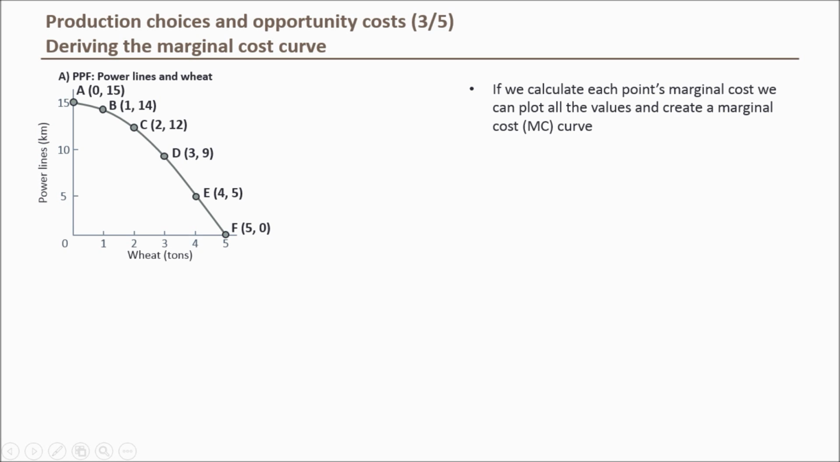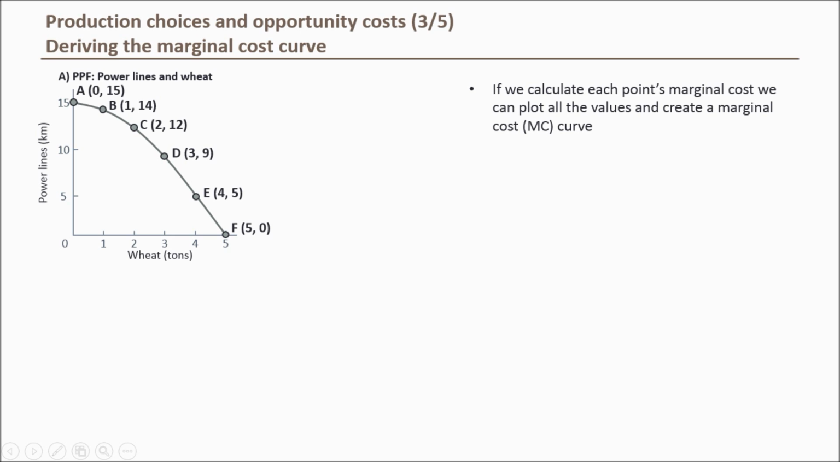You might be asking why we need to draw the marginal cost curve. In a moment or two, we'll use the curve to help us identify the most preferred combination of power lines and wheat for this economy. Remember, at this point, we can only identify all the production efficient allocations, but not the most preferred production efficient allocation yet.